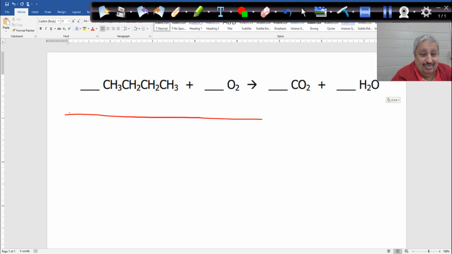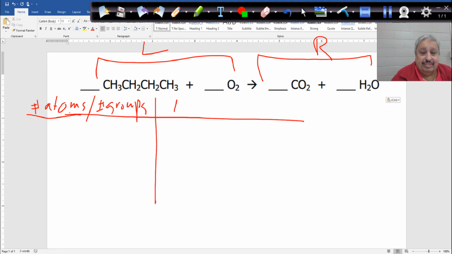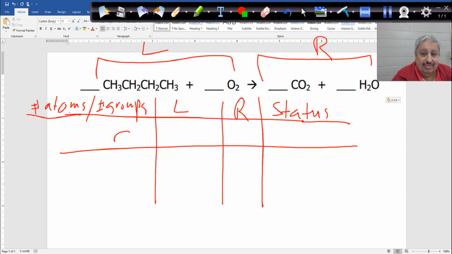So here it is. This is my left. This is my right. And we'll do here number of atoms, number of groups. Okay, this is my left. This is my right. And this is examine the status of it, balanced or not balanced. It looks like we have carbon, hydrogen, and oxygen.